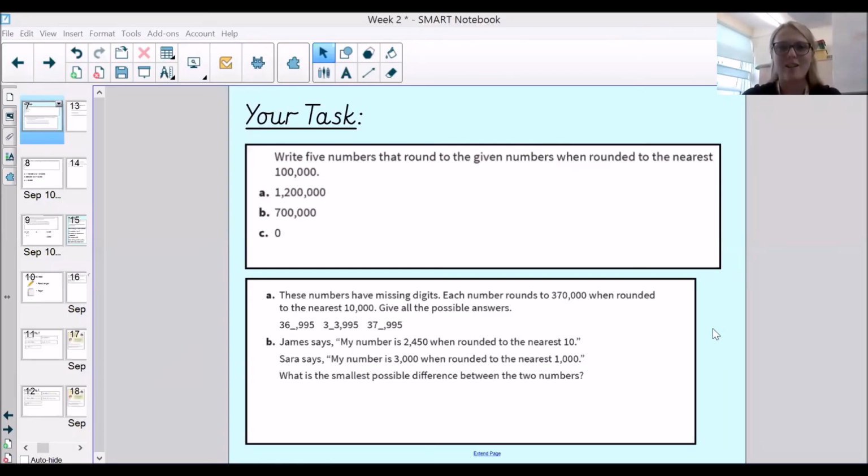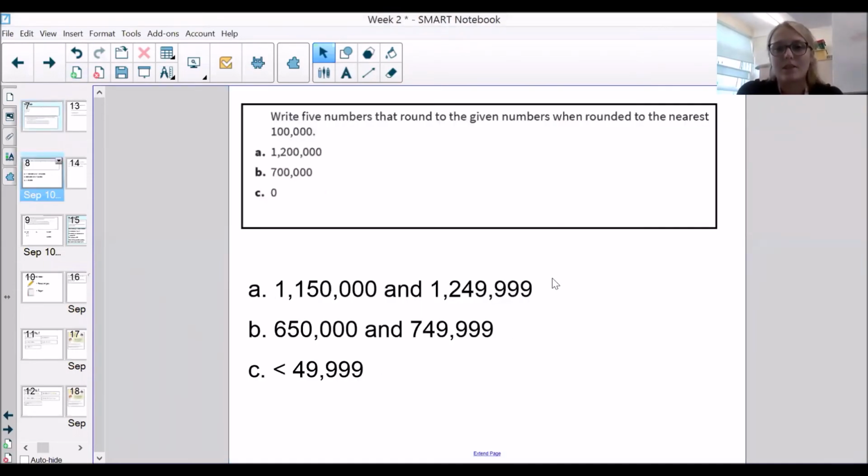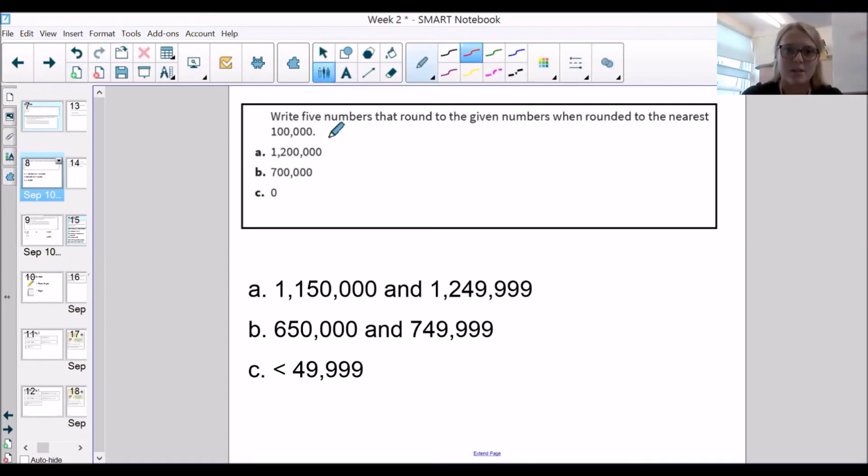Okay, so for the answers, first question. So for the write 5 numbers that round to the given numbers when rounded to the nearest 100,000, you needed to make sure you looked at the 100,000s digit in each of these numbers. I know C was trickier, so I'll talk through that in a second. So for the first one, 1,200,000, the smallest possible number it could have been was 1,150,000 because, so mark your place, look next door, 5 or greater, add 1 more, we would round up to the 200,000 there, okay?